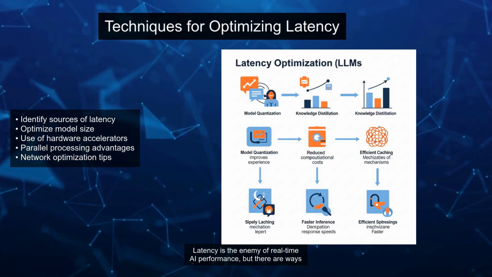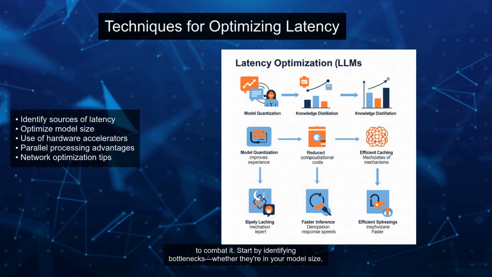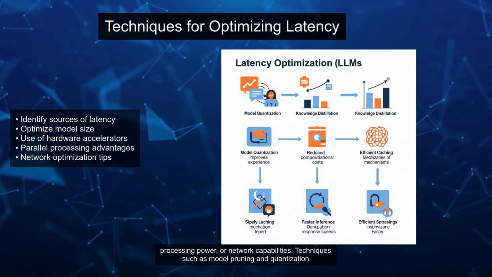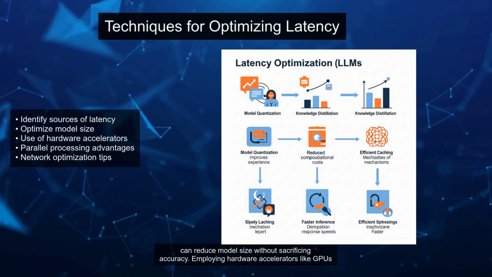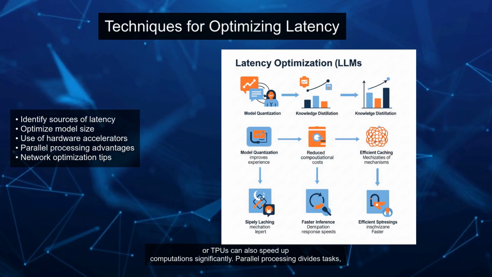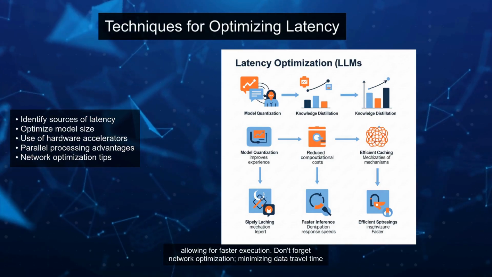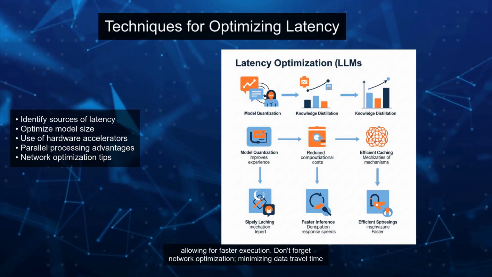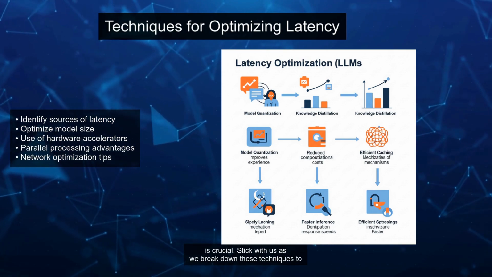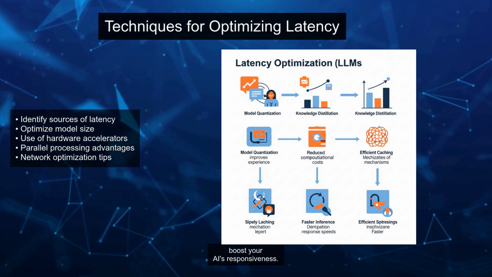Latency is the enemy of real-time AI performance, but there are ways to combat it. Start by identifying bottlenecks, whether they're in your model size, processing power, or network capabilities. Techniques such as model pruning and quantization can reduce model size without sacrificing accuracy. Employing hardware accelerators like GPUs or TPUs can also speed up computations significantly. Parallel processing divides tasks, allowing for faster execution. Don't forget network optimization. Minimizing data travel time is crucial. Stick with us as we break down these techniques to boost your AI's responsiveness.